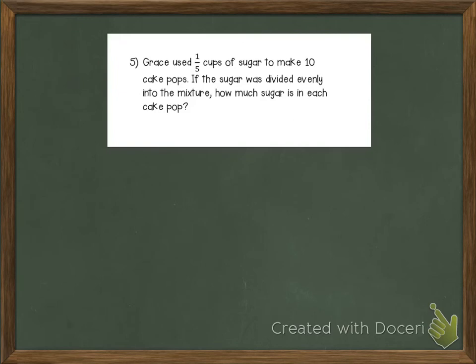Grace used a 1/5 cup of sugar to make 10 cake pops. If the sugar was divided evenly into the mixture, how much sugar is needed in each cake pop? So here, 1/5 represents the sugar, and 10 represents the cake pops. Here it says that we are going to divide the sugar if the sugar was divided evenly. So that means that helps us set up the problem.